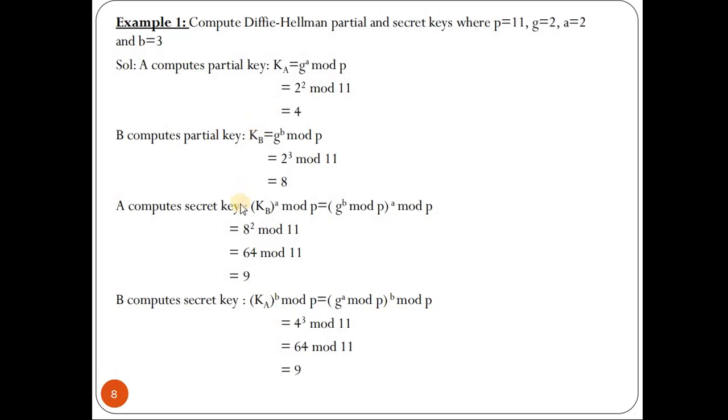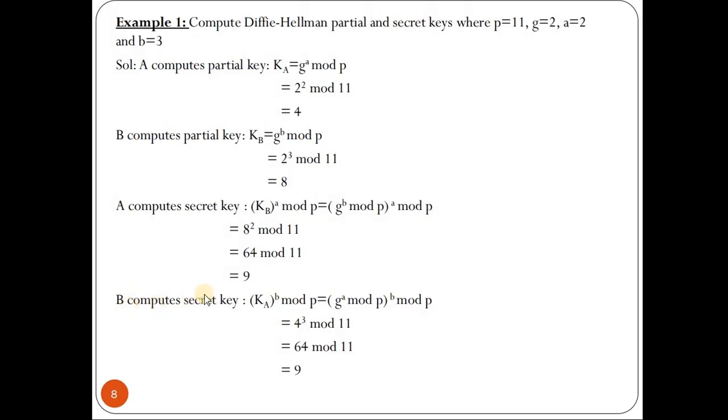Next both the parties need to compute the secret key. So how to compute the secret key? By A, it is nothing but KB, that is G to the power B mod P whole to the power A mod P. So what is G to the power B mod P? It is 8. 8 to the power A. What is A? 2. So 8 squared is 64. 64 mod 11 is equal to 9. Now this is the secret key that is computed by A.